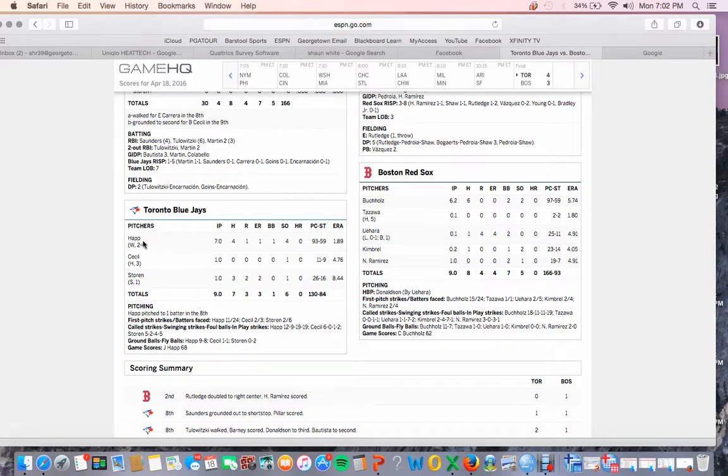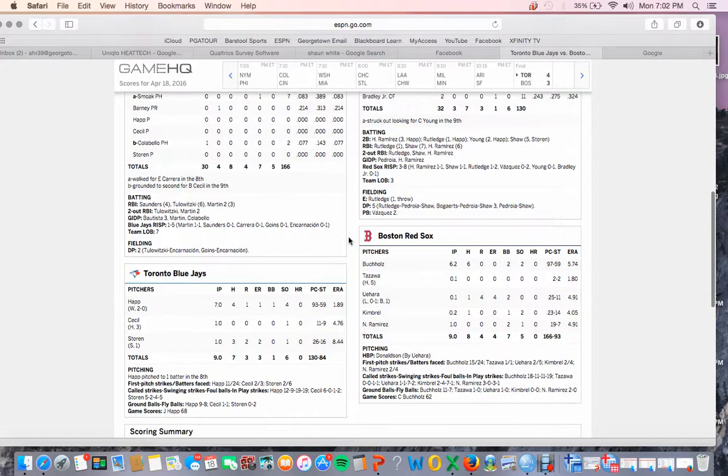If we're looking at Happ, who was the starting pitcher for the Blue Jays and the winning pitcher of the day, he had 7 innings pitched, gave up 4 hits, gave up 1 run. It was an earned run. He had 1 walk. He struck out 4 batters, allowed 0 home runs, and threw a total of 93 pitches, 59 of them being strikes. His ERA currently in the season is a pretty good 1.89. That's actually a very good ERA. Anything below 2 is very good, and he's having himself a good start to the season. He's 2-0.